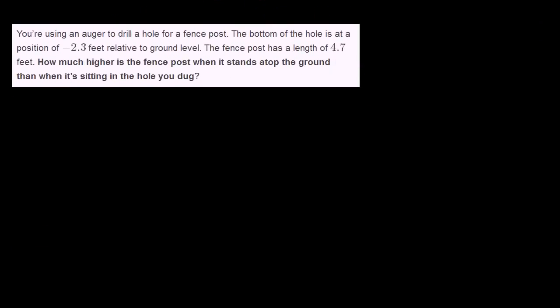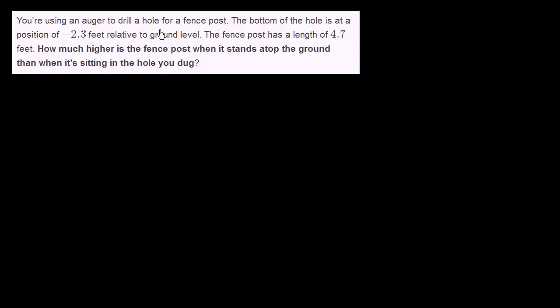Let's do one more. You're using an auger to drill a hole for a fence post. The bottom of the hole is at a position of negative 2.3 relative to ground level. So let's draw the ground. So here's the ground level. And the bottom of my hole, so I drill a hole, and the bottom of the hole is at a position of negative 2.3 feet. So this position right over here is negative 2.3 feet relative to ground level.